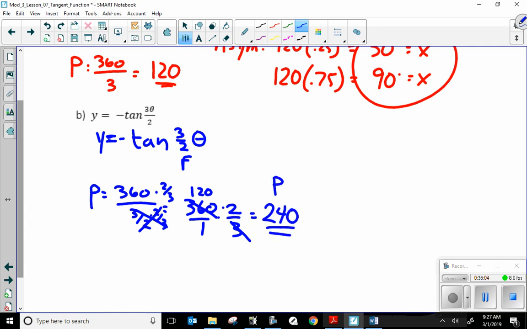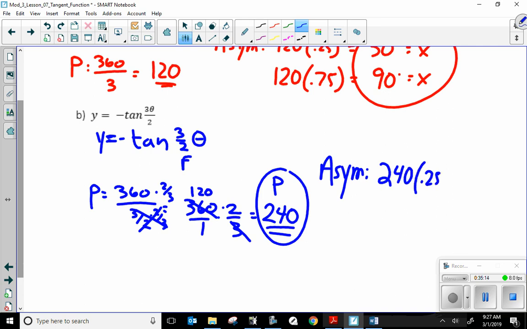That's my period. Okay? How do I find my asymptotes? I take my period and multiply it by 0.25. Then I take my period and multiply it by 0.75. Okay, a quarter of 240, well, if I take 240 and divide it by 4 into quarters, I get 60. And if I take 240 and I multiply it by 0.75 or 3 quarters, I should get 180 degrees. Okay, so those are my two angles.